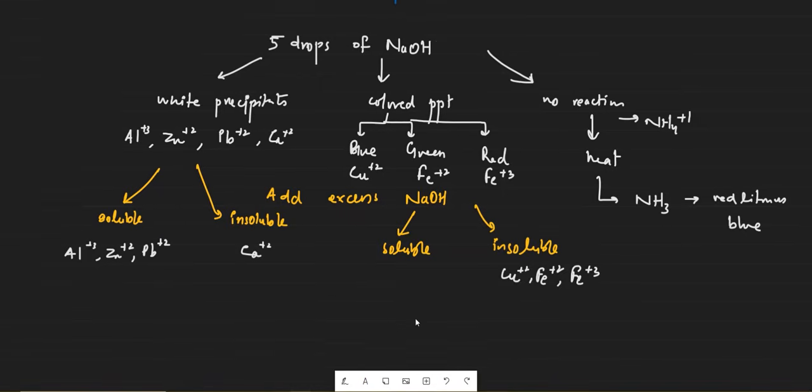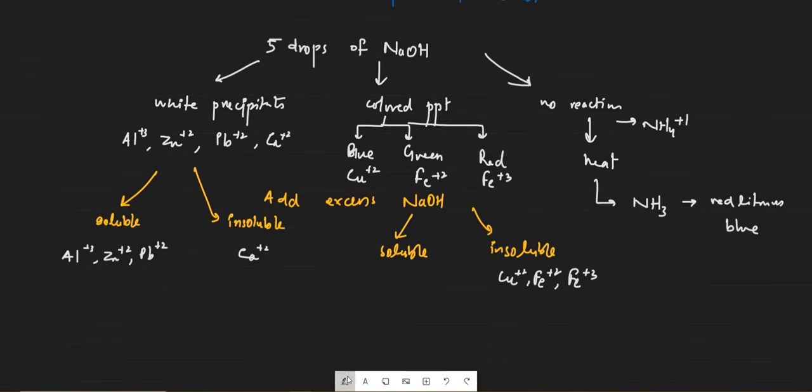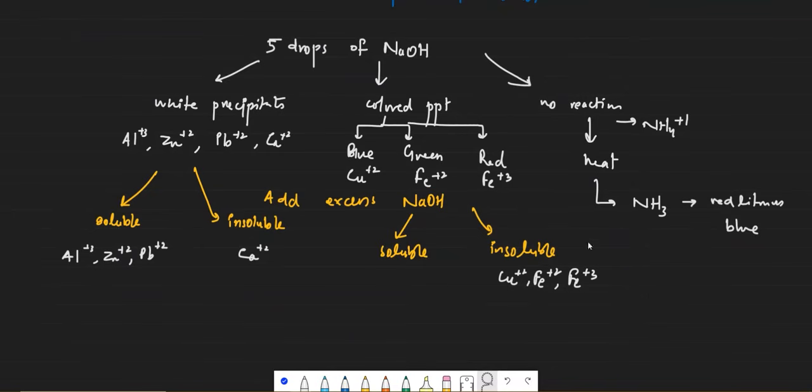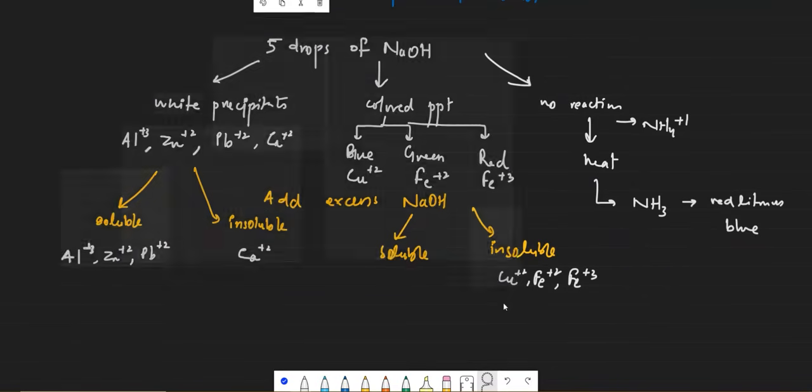Okay. Now we are going to use ammonia to identify cations. It's pretty much the same. You just need to tweak a few details.